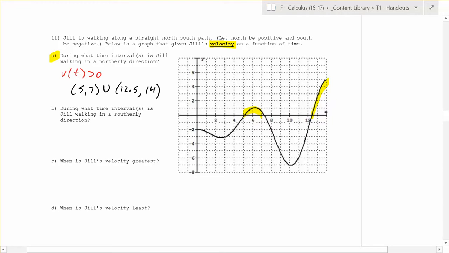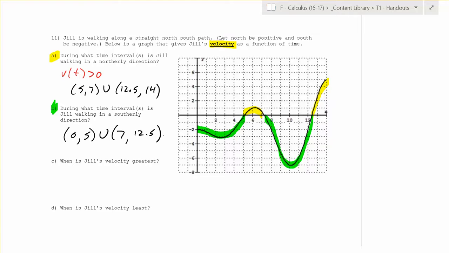During what time interval is she walking southerly? Southerly will be where the velocity is negative. So that's the green there. So what's that going to be? 0 to 5 union 7.2 to 12. Yeah, like 7 to 12.5. Anything around that would be acceptable. 7.2, 7.3, 7, 12.5, 12. It's fine.